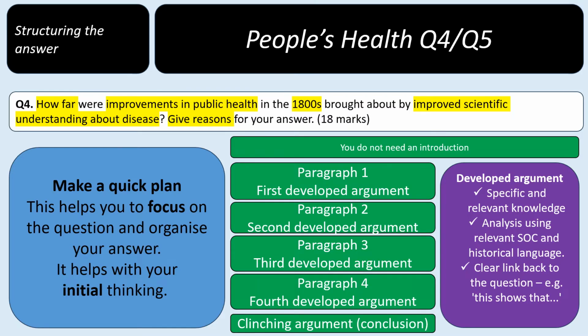This is the structure for this question, okay? So you need 4 paragraphs plus your clinching argument. Now, what we mean by developed argument is using specific and relevant knowledge, using analysis, using relevant second-order concepts and historical language, and having a clear link back to the question. So that's often really good at the end of each paragraph. Have a little phrase like, this shows that, this proves that, it is evident that. They're all useful phrases to use.